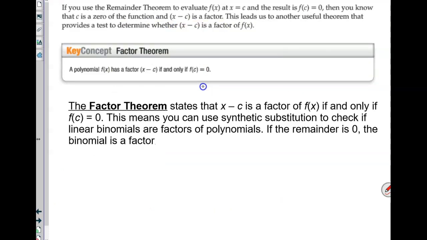So the factor theorem is just a corollary of the remainder theorem. It follows directly from the remainder theorem. It says x minus c is a factor if and only if you can put that c value, the 0, into the function and get out a 0. In other words, if you divide and the remainder is 0.